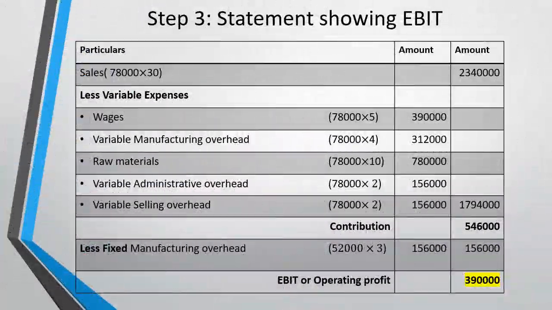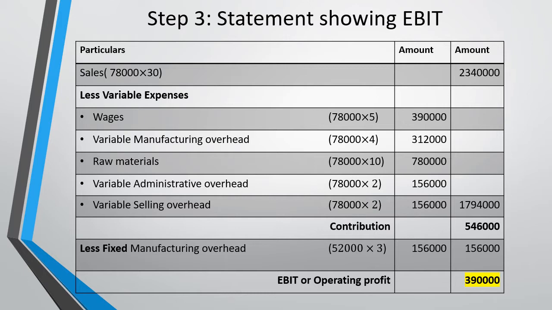The third step is the statement showing EBIT. EBIT is nothing but earnings before interest and tax. So you know how EBIT is calculated. Let's discuss briefly. First we'll take sales. The sales information given to us is our new level of output, 78,000. Our selling price per unit is 30, given in the question. So it will be 23,40,000. Now from sales we'll be deducting variable expenses.